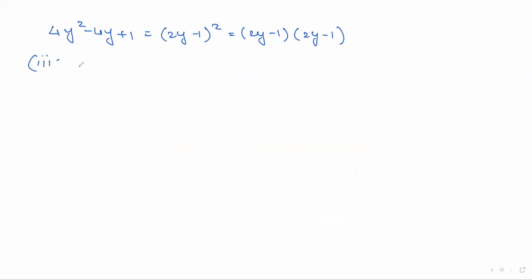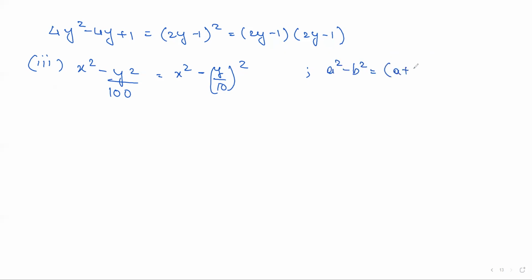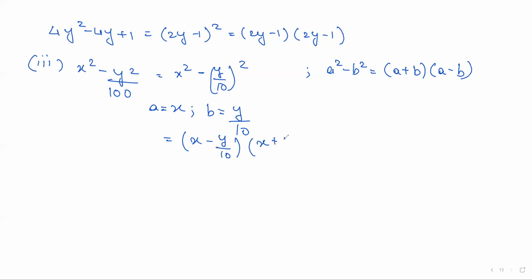Third, x square minus y square divided by 100. This can be written as x square minus y upon 10 whole square. Now this looks something like a square minus b square. We know that a square minus b square is equals to a plus b into a minus b. Comparing, we get a is equals to x and b is equals to y by 10. So this value becomes equals to x minus y by 10 into x plus y by 10.